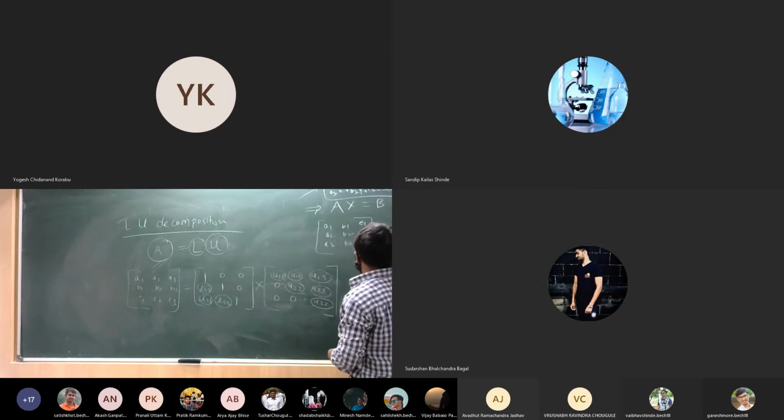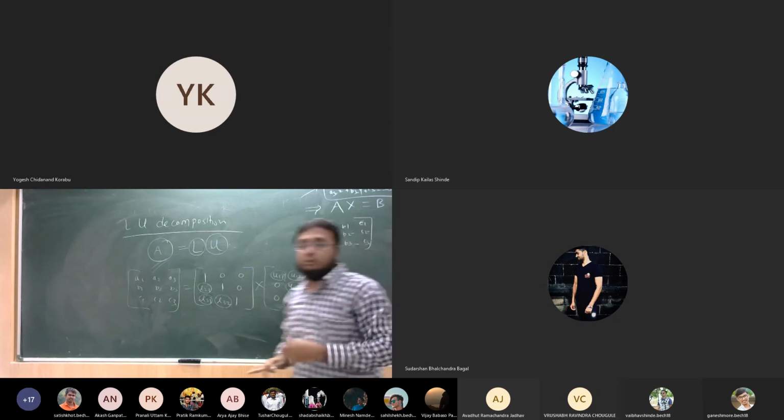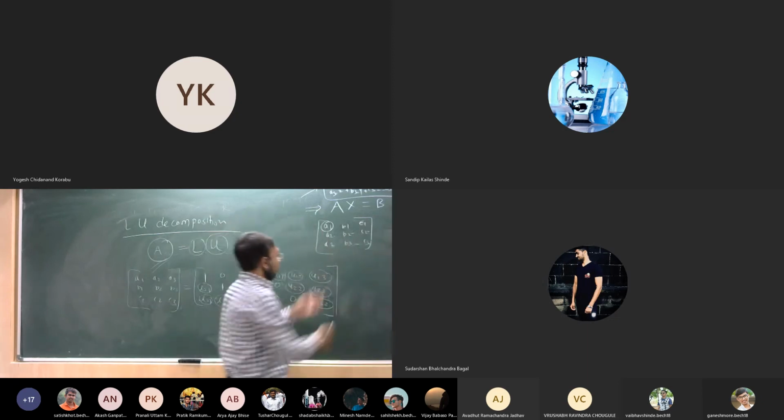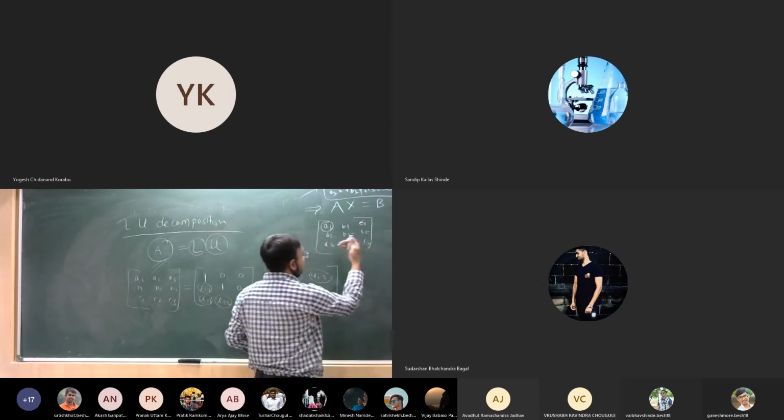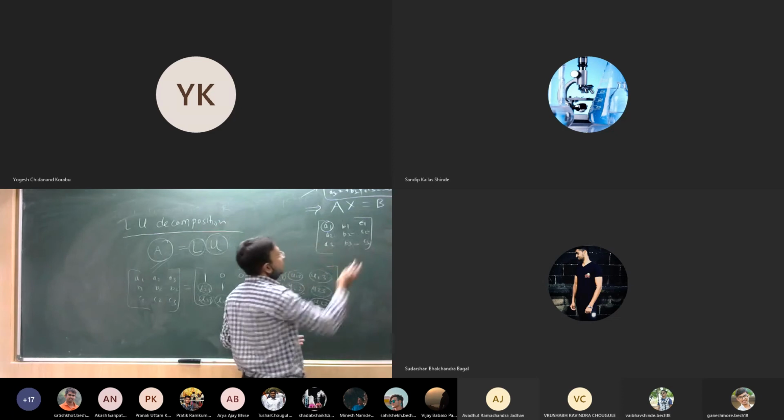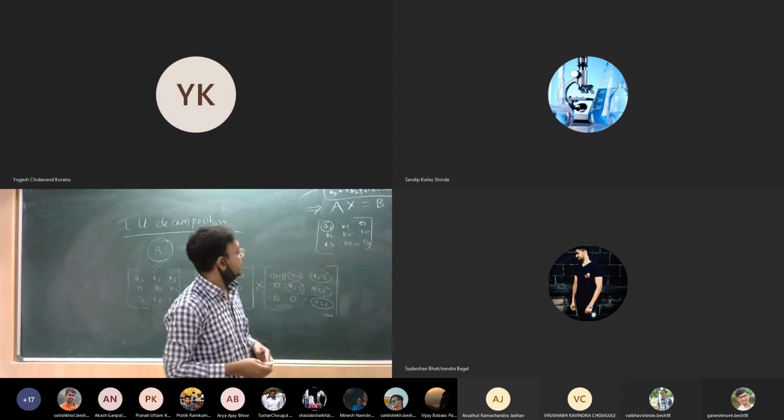The position is going to matter. So this is the first row, first column; first row, second column; first row, third column; second row, first column; second row, second column; second row, third column; third row, first column; third row, second column; third row, third column. In this way, the position is going to matter. What you write here, C3, X3, M3 or any other variables, doesn't matter.